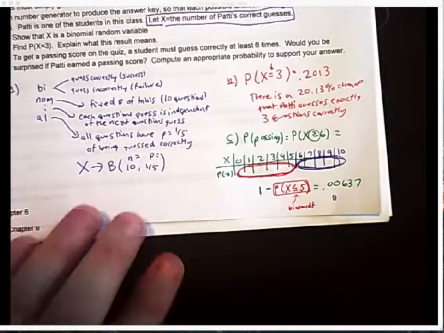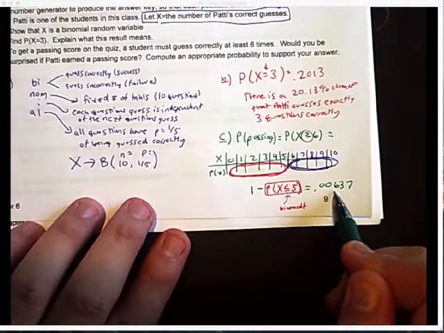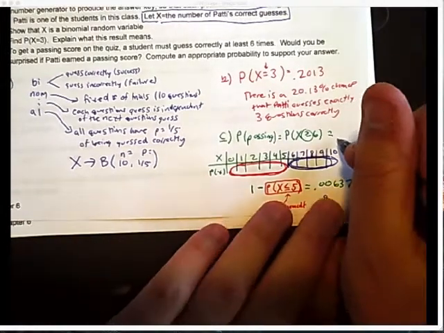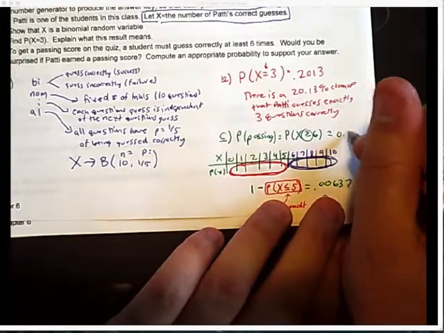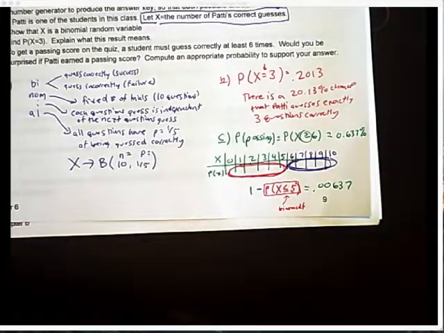0.00637. So what does that mean? This isn't even a percent. This is like saying 0.637%. There's less than a 1% chance that Patty, or any student, would get a passing score.